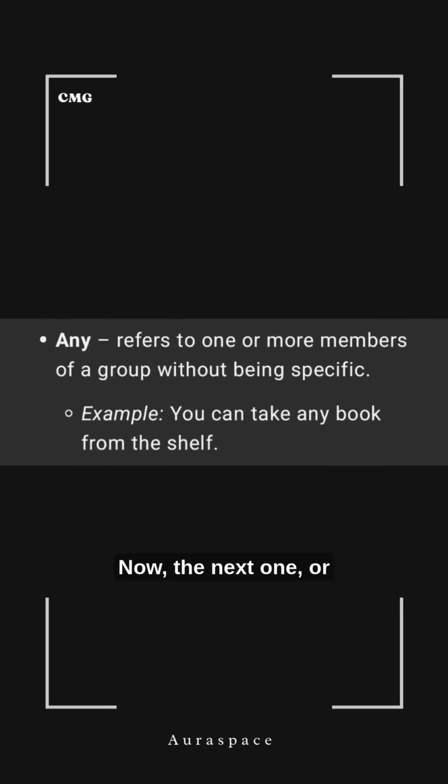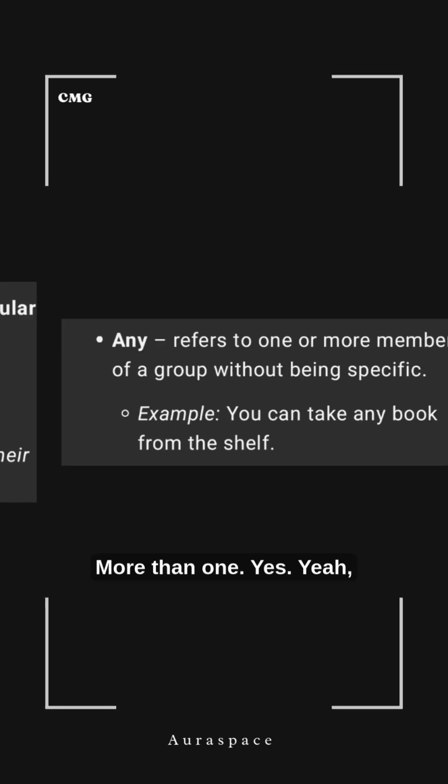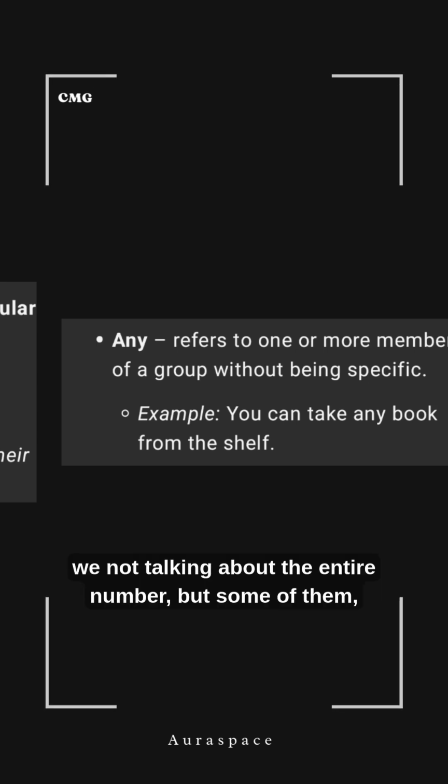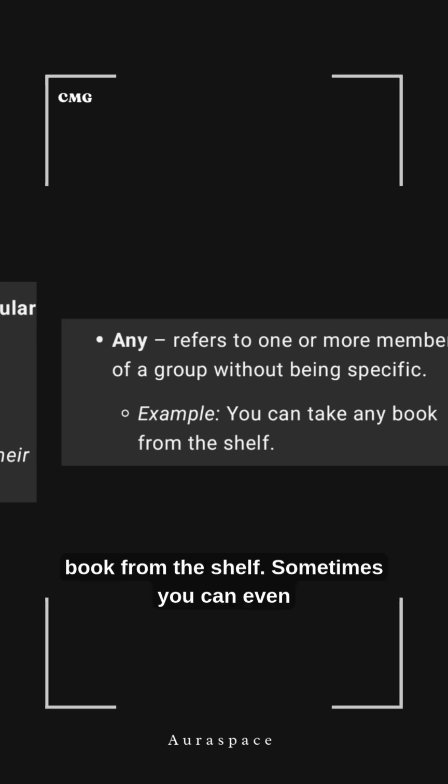Now, the next one is any. This refers to one or more members of a group without being specific. So, some of them. We are talking about some of them, more than one, or more. So we are not talking about the entire number, but some of them. Now, example: You can take any book from the shelf. Any book from the shelf.